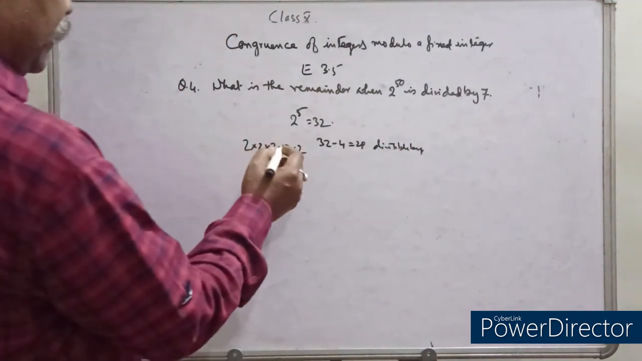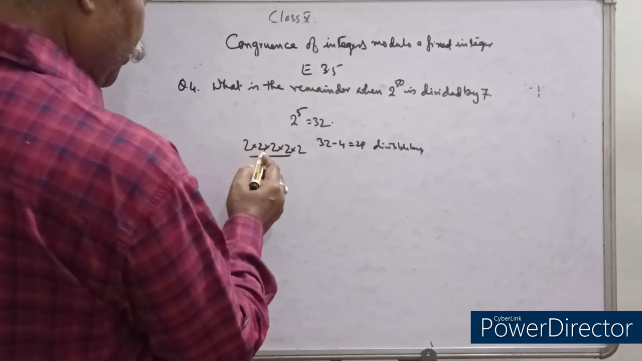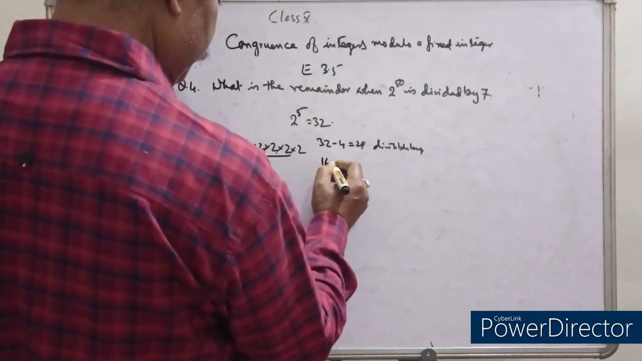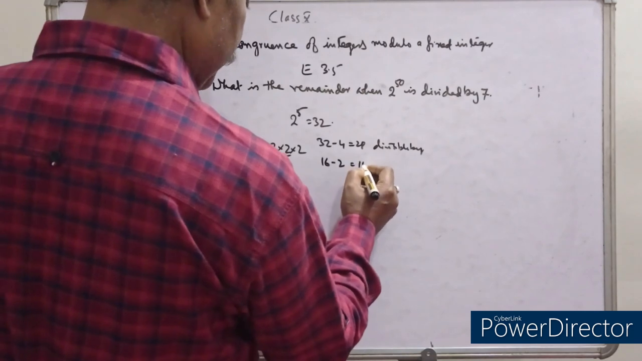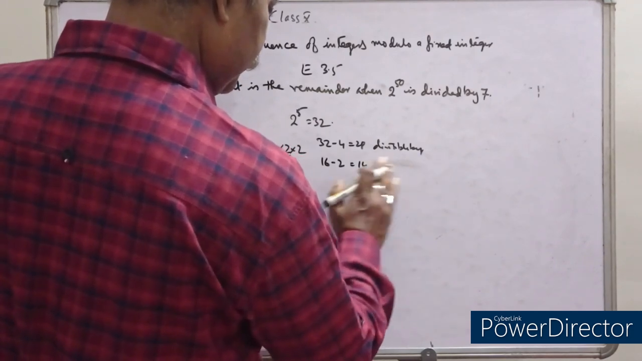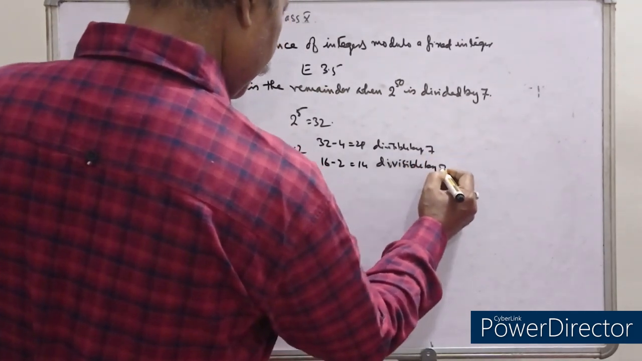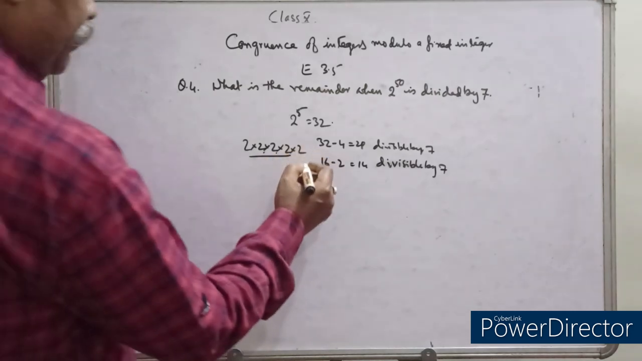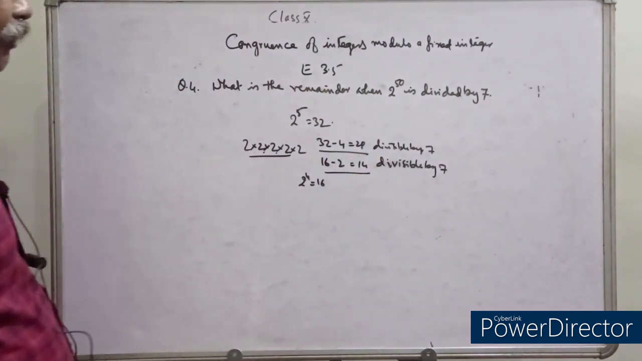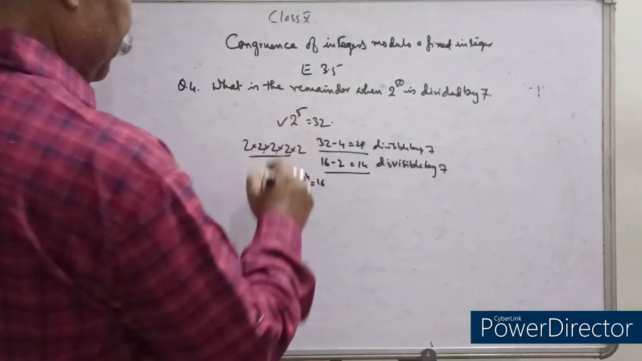Now again, let us think of another way. If you take 2 to the 4, 4 to the 8, 8 to the 16. Here 16 minus 2 is 14, which is divisible by 7. But what is the problem here? 2 to the power of 4 is equal to 16. Both satisfy the condition, but why is one favorable?